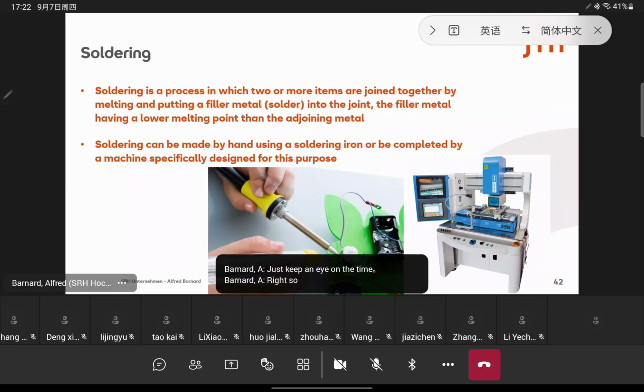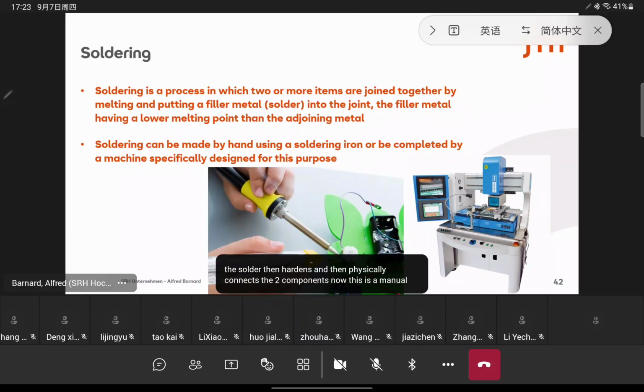Right, so soldering is a process in which two or more items are joined together by melting and putting a filler metal, typically solder, into the joint. The filler metal has a lower melting temperature than the adjoining metal. Soldering can be made by hand, like we have in this picture at the top. You have something we call the soldering iron, and then the solder. I touch the iron to the component I want to attach another component to, and then I also touch the soldering wire to it to melt the solder. The solder then hardens and physically connects the two components.